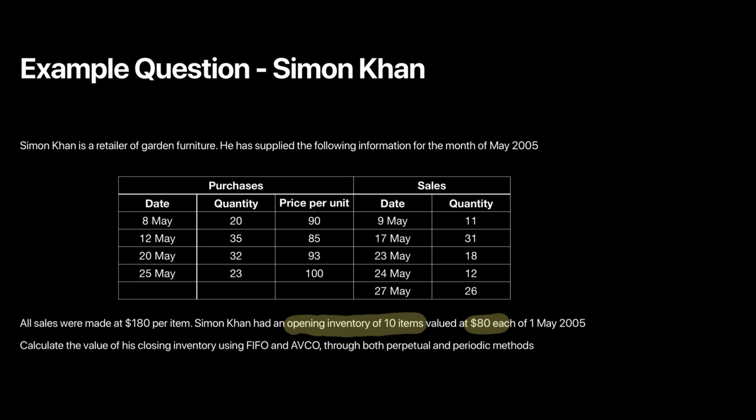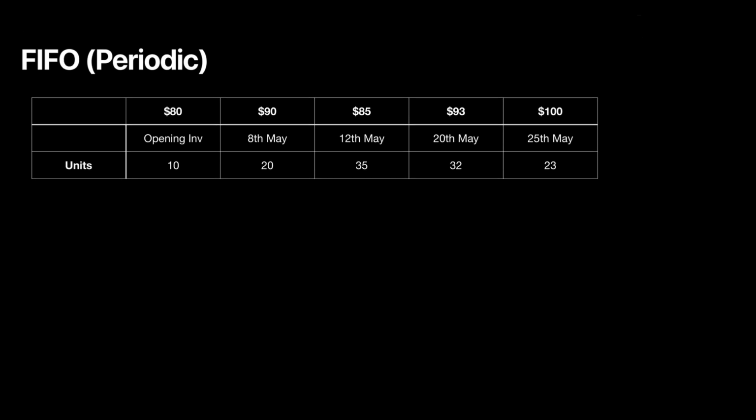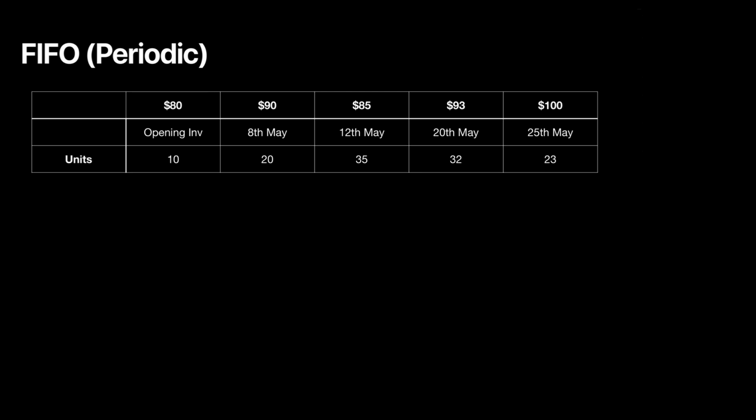So what I'll do is I'll first list down my data. Alright, so let me just list down my data. These are all the units I've purchased so that we should have an idea. I have this opening inventory. I've written the price at the top so that I just remember their price. 8th May units, 12th May, 20th May, 25th May, and their respective purchase price.